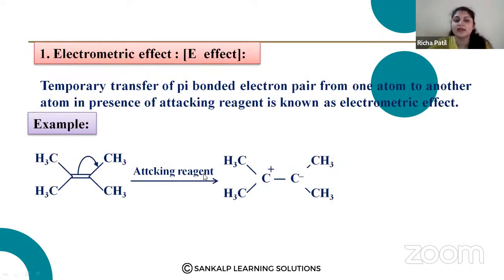So next is electromeric effect, that is the E effect. Temporary transfer of pi bonded electron pairs from one atom to another atom in presence of an attacking reagent is known as electromeric effect. Here you can see an example. There is a pi bond, and in the presence of the attacking reagent there is transfer of the pi bonded electron pair from one atom to another. Here you can see the development of partial positive and partial negative charges. So this is electromeric effect.